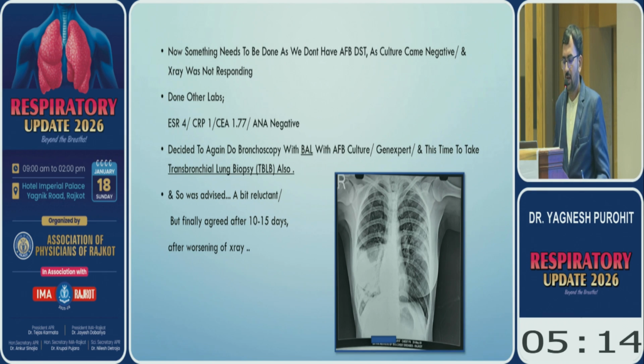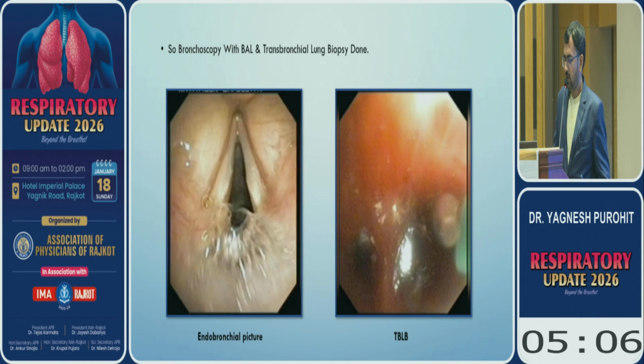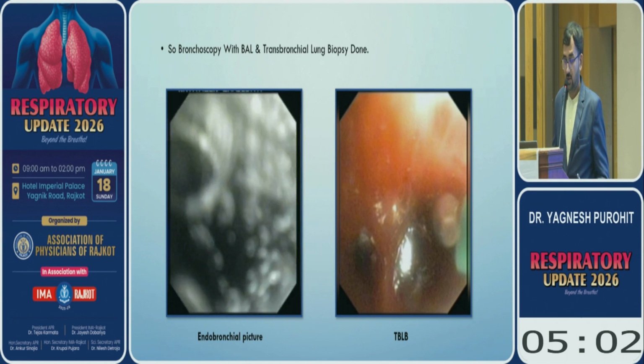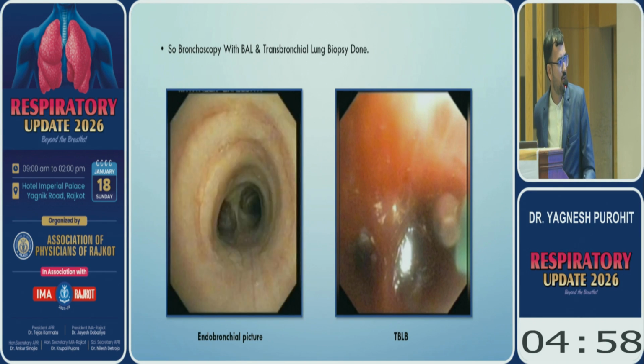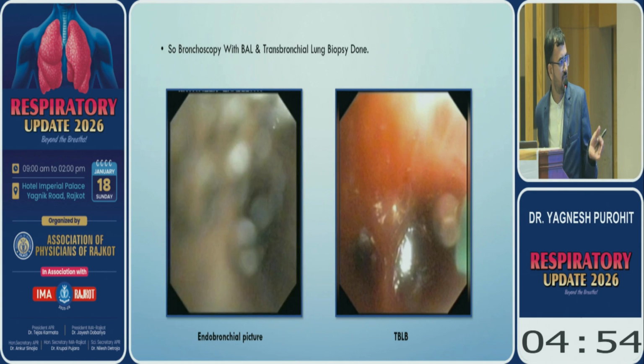She was a bit reluctant, but finally they agreed after 10 to 15 days, after seeing the worsening of this X-ray again. So bronchoscopy with BAL and transbronchial lung biopsy was done. This was her bronchoscopic picture. This is the trachea. Apparently there were no endobronchial lesions. There was a bit of higher watery secretions.